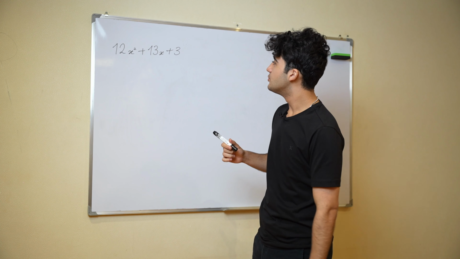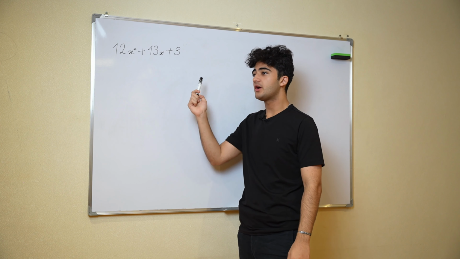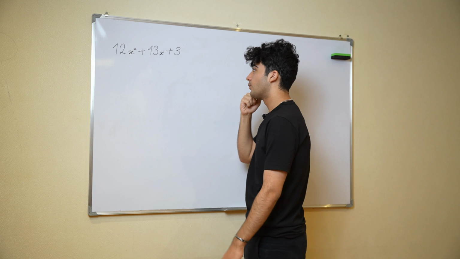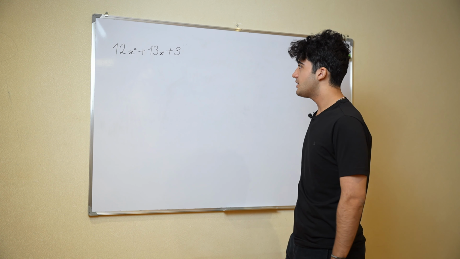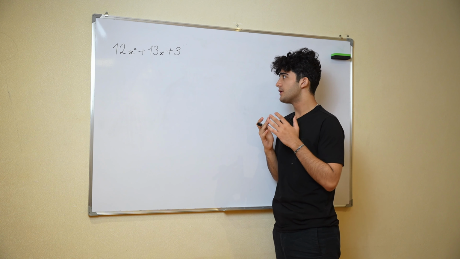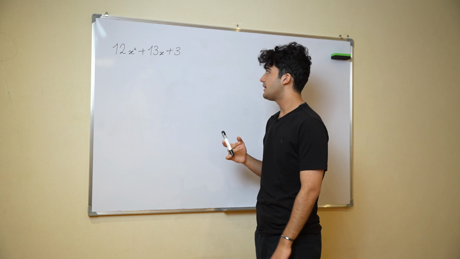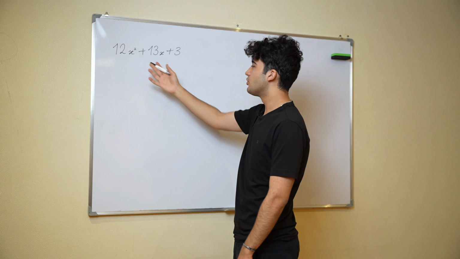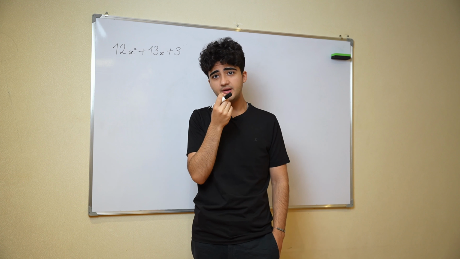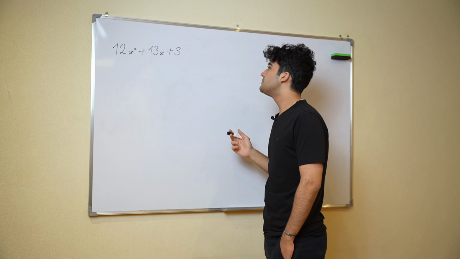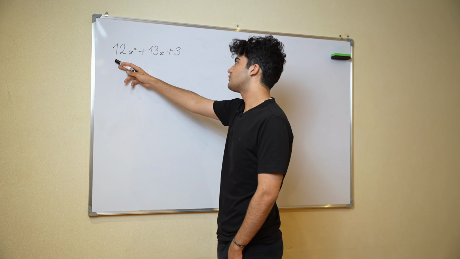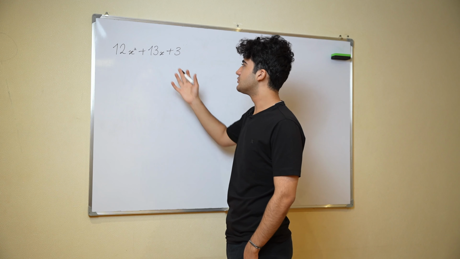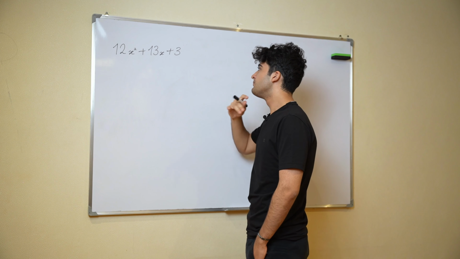Today I'm going to show you one trick on how to factor this type of trinomial where the coefficient of x squared is greater than 1. As in this case, you can see 12x squared plus 13x plus 3, right? So how are we supposed to factor this? From what we've learned in high school, we can solve this by the quadratic formula. We can solve this equation, find the solutions, and by finding solutions we can factor this equation.